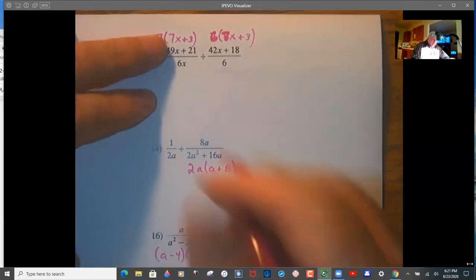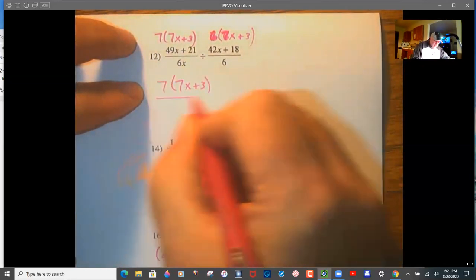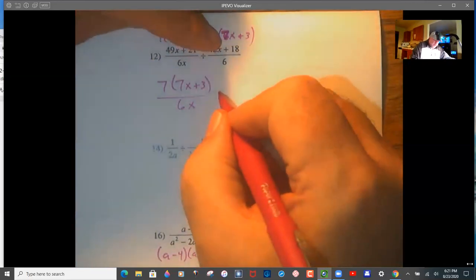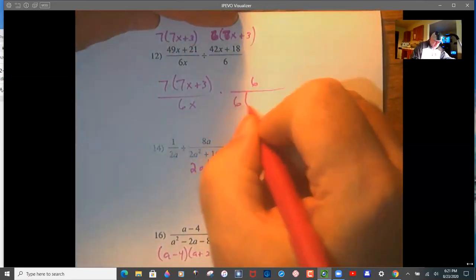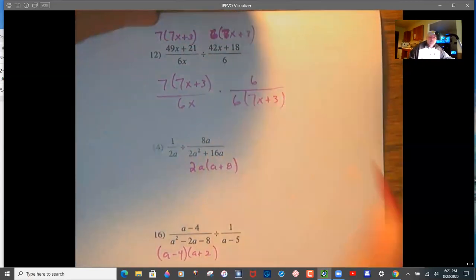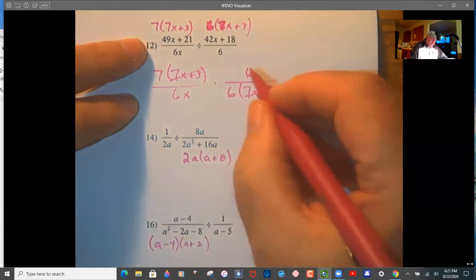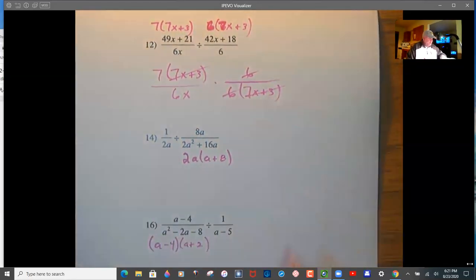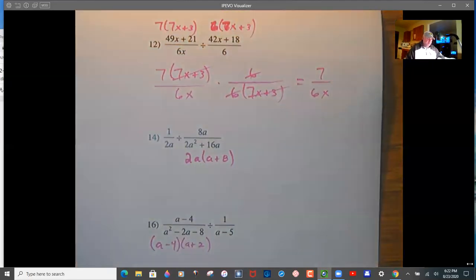And so that's what I did ahead of time, is I went and I did the factoring. And that's probably what you should do also, is just go and factor everything ahead of time. And then you'll be ready to do the flipping and the multiplying and the reducing. So 7 over 6x.